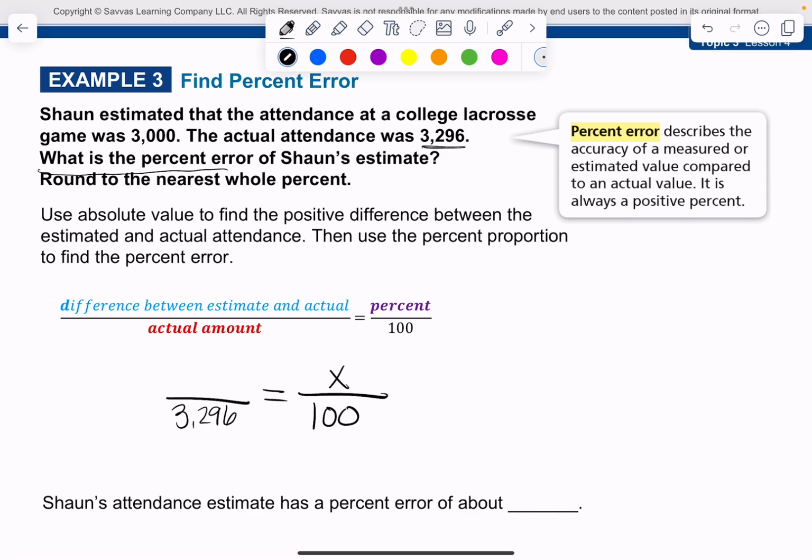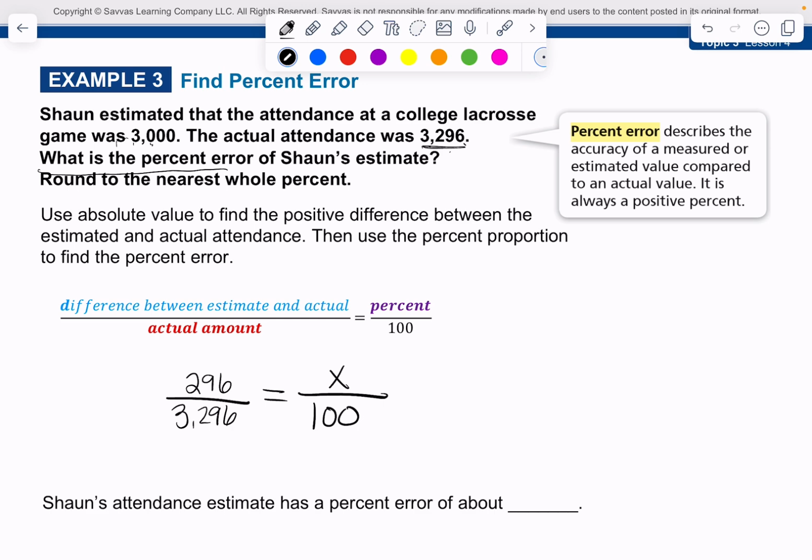And then our part is going to be represented by the difference between the estimate and the actual. So how far off Sean was. And you always want to take the higher one minus the lower one. So the actual attendance was 3,296. Sean estimated 3,000. So the difference there is 296. So then this is our proportion.